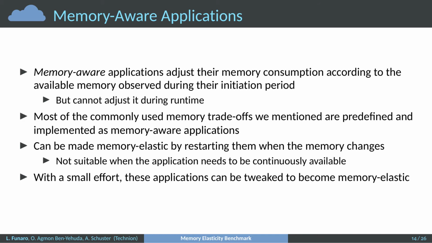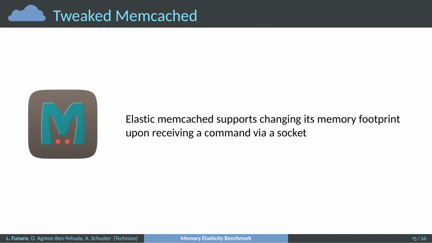But with not too much effort, we can modify applications that use one of these trade-offs to be elastic. For example, we adapted memcached to support memory elasticity by forcing it to change its memory footprint upon receiving a command via socket. But what did we gain by this effort? Is this memory elastic memcached better than the off-the-shelf one in a dynamic scenario? How would we even measure this?